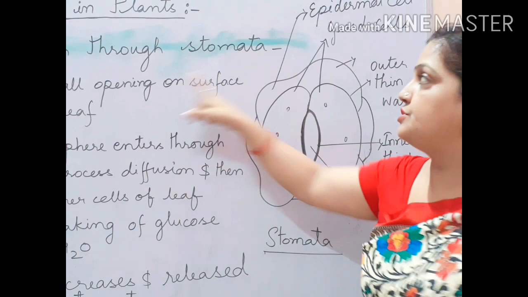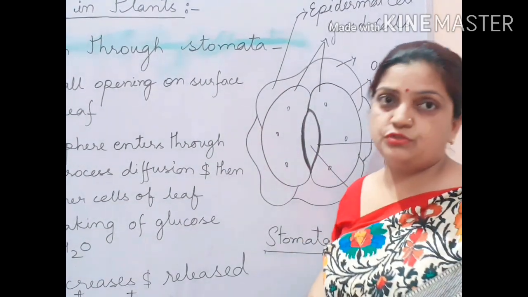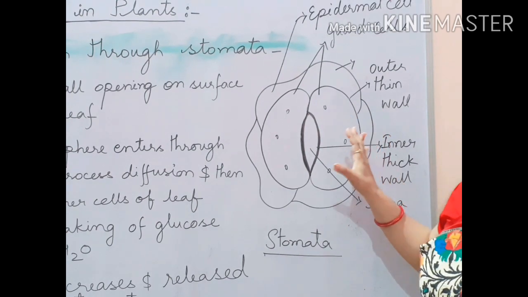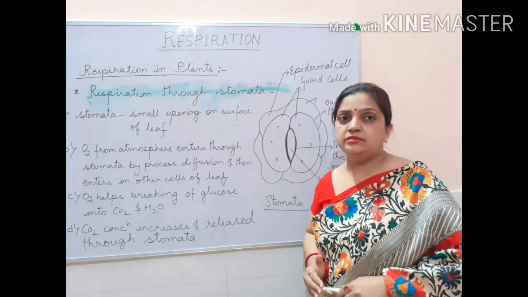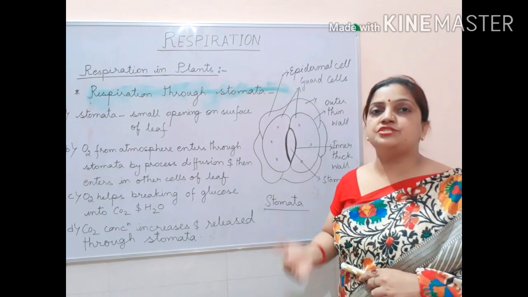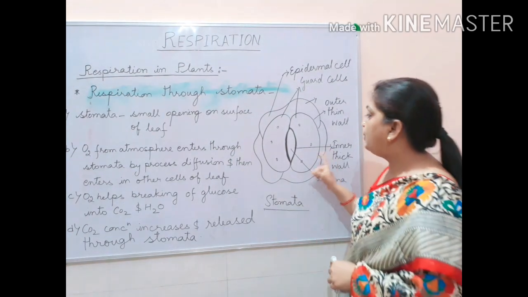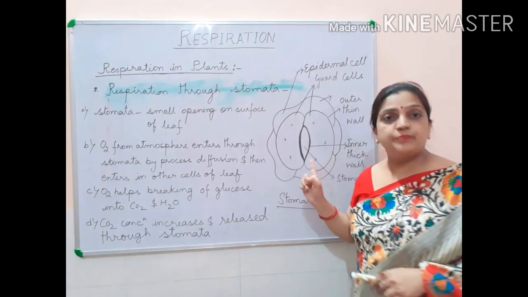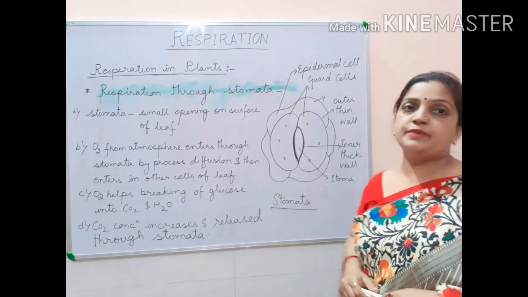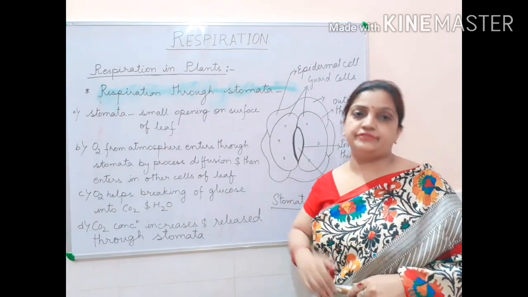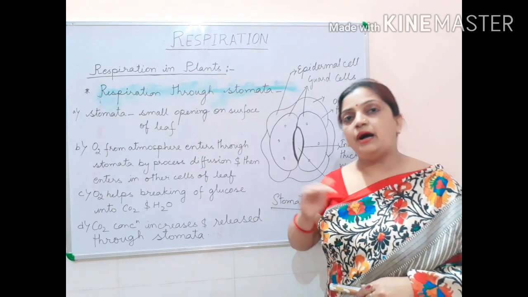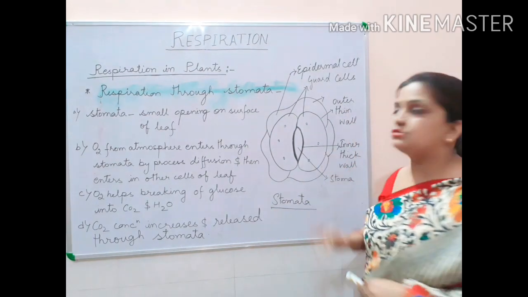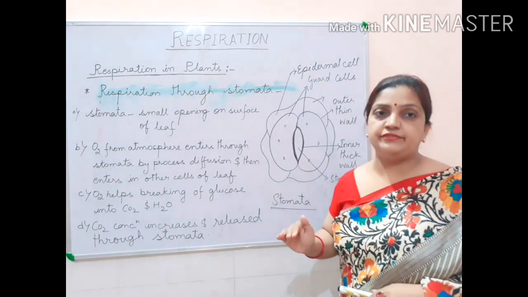Respiration through stomata was our topic, our heading which we have to understand. So, what is stomata? Stomata is a small opening through which gaseous exchange will take place. Now, where are the stomata present? Stomata are present on the surface of the leaves, on the upper surface as well as on the lower surface. So, they are present on both surfaces of the leaves.